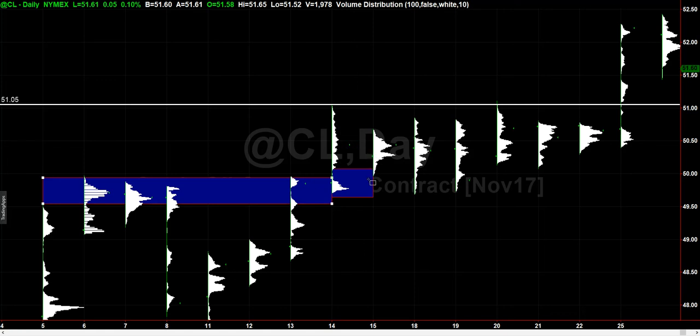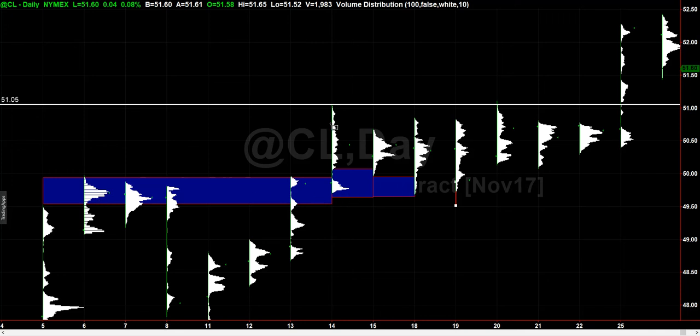What this is telling you is we came back several times to test that area, but when we tested on very light volume, there was no need from an auction standpoint to renegotiate this area again because we've already fought it out very well.